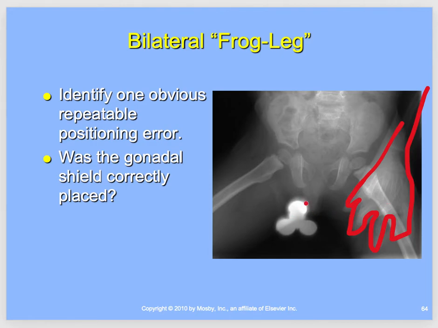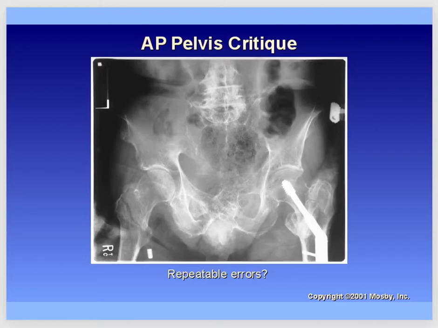We can also see that this gonadal shield is not covering the gonads, should be right here is where that shield should be placed. So the shield slipped and then that hand came down into that femur. So make sure that before you make that exposure, you know that you are well positioned and that your shield is where it should be.